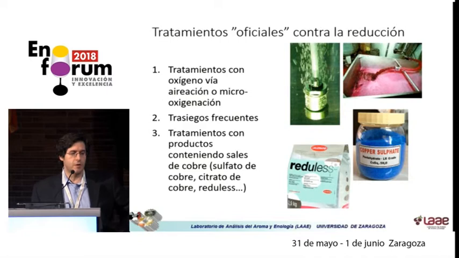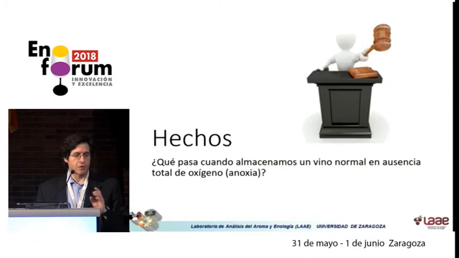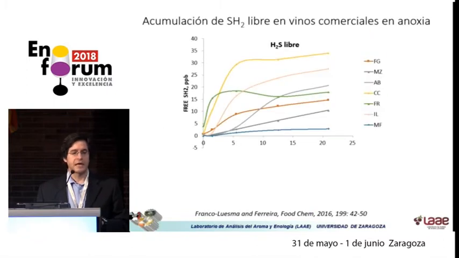What do we do when we have a problem? We try to palliate it with oxygen, and we also employ a series of products containing copper salts in different forms. What happens the moment we store a normal wine in the absence of oxygen? This is the H2S free content. This is an accelerated aging, but the scale could be like 2 aging years. There is a continuous production of free H2S.